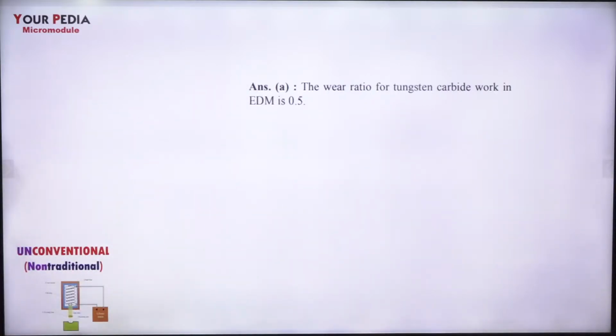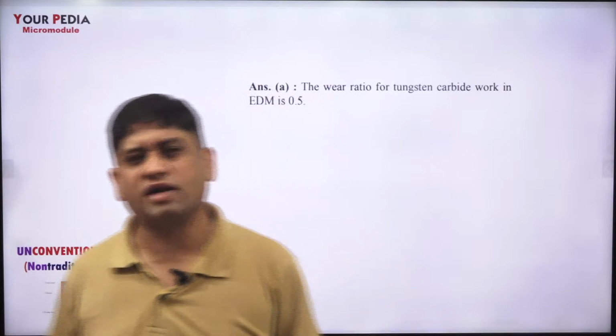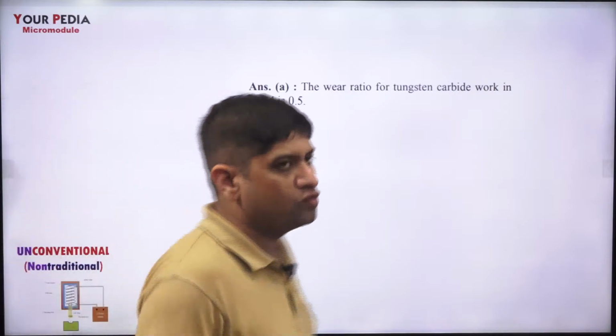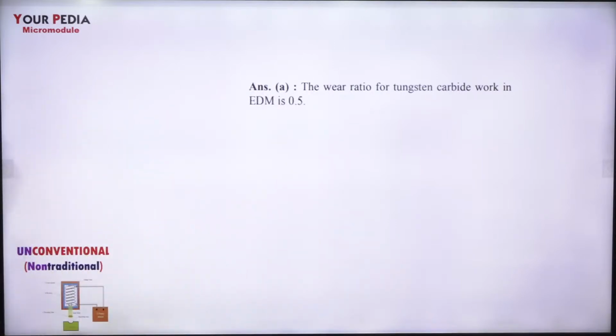Wear ratio. So what is the wear ratio? It is the wear rate of tool per unit material removal rate of workpiece. That is how we define the wear ratio. Minimum you get in electrochemical machining. In electrochemical machining tool wear is very less, but in others you get the tool wear also. So कितना wear ratio मिलता है, that also you should be aware of.